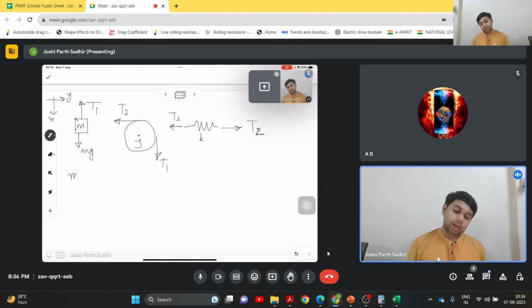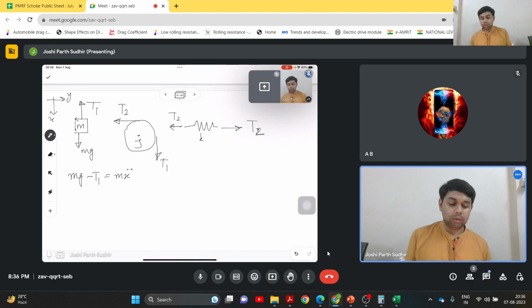Then we can write mg minus T1 is m x double dot as the equation of motion. So we apply Newton's second law to this mass small m. We can write down the net force acting on this mass as mg minus T1, which is equal to m x double dot.